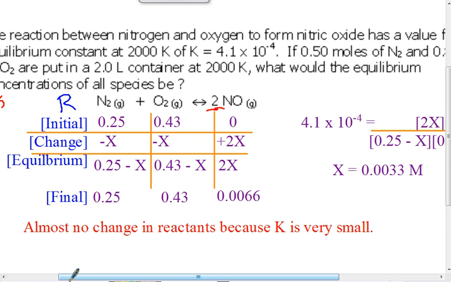However, if you look at that equilibrium constant, could you predict the value for x? That's a very small value. The x value is probably very small. It's not going to go very far before it reaches equilibrium because K is so small.